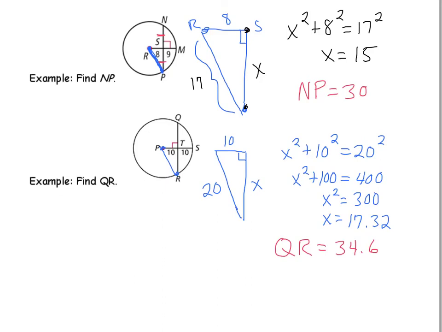I want to find then the distance from T to Q. Well, since it's a perpendicular radius to a chord, we automatically know that the distance from T to Q and T to R are the same. So if this is 17.32, that's going to be 17.32. You just add them up, or you could double your 17.32. And I round to the nearest tenth, and I ended up getting 34.6.